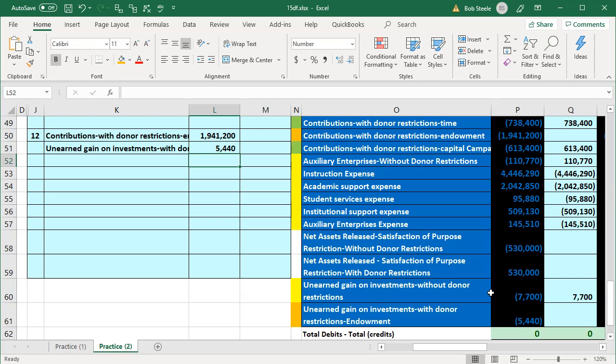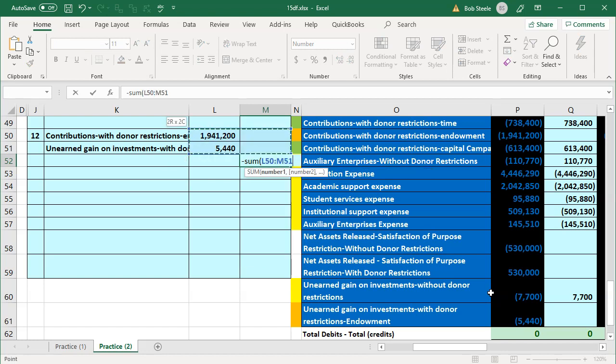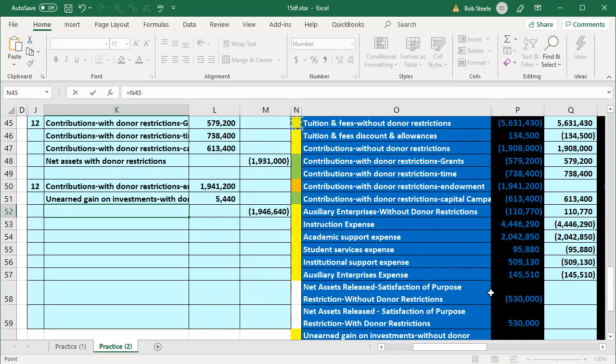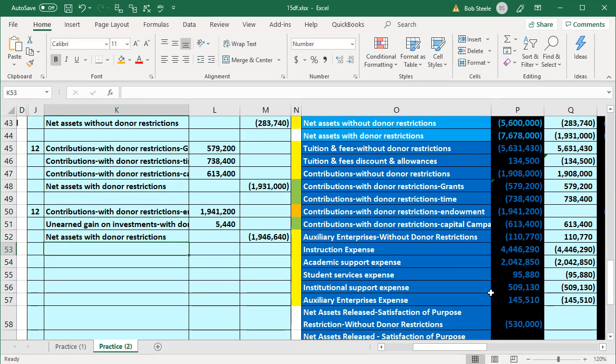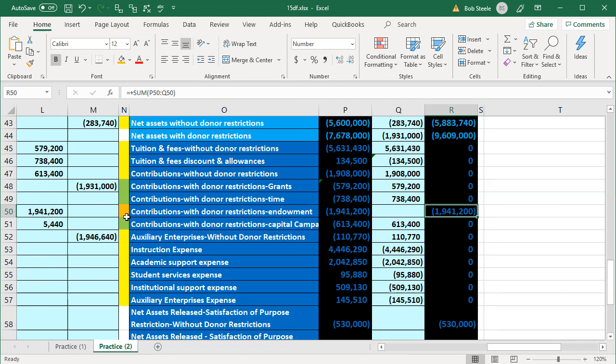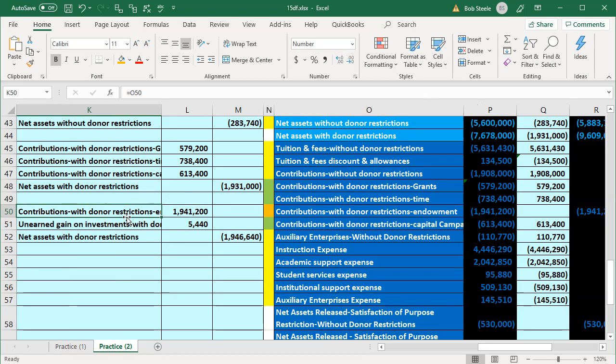So there we have that. Now the credit side is going to be the negative sum of these numbers, or we're going to say negative SUM. This is the plug formula and enter. And this is going to go to the net assets with donor restrictions. So there we have it. Let's go ahead and post this out and see if it does what we expect it to do. And yes, what we expect it to do is make these accounts go down to 0 and the difference go into the net assets. Okay, so we're going to record the contributions first.